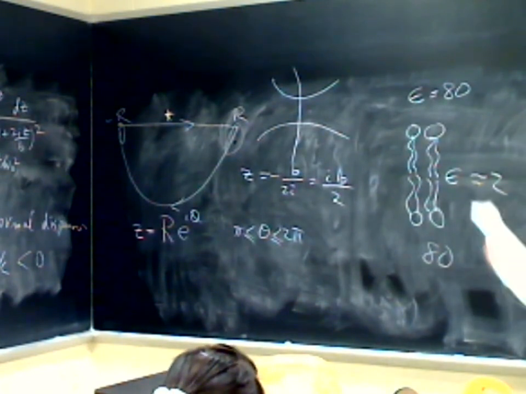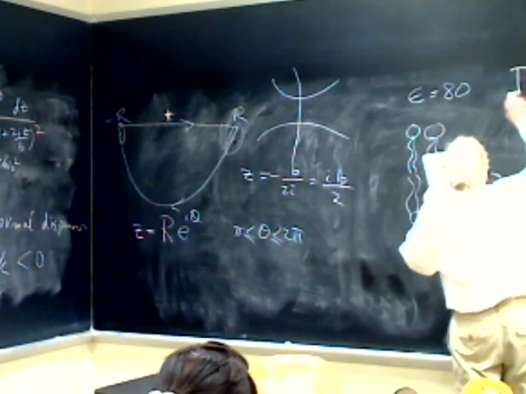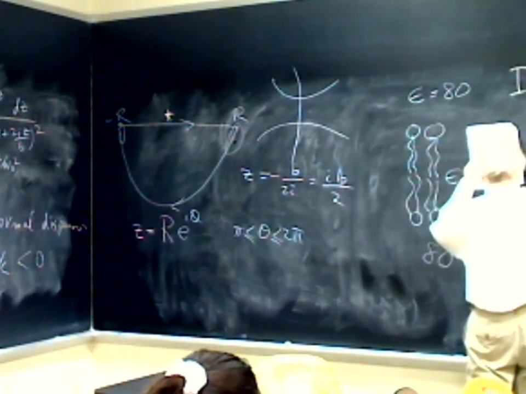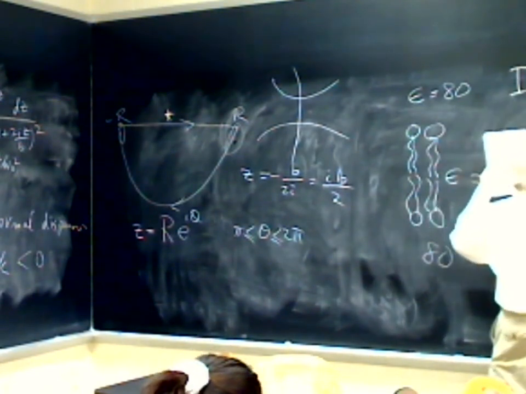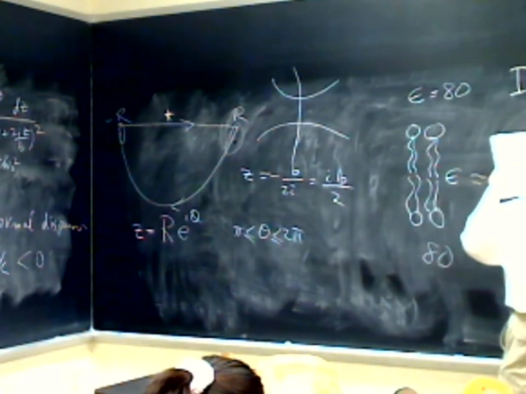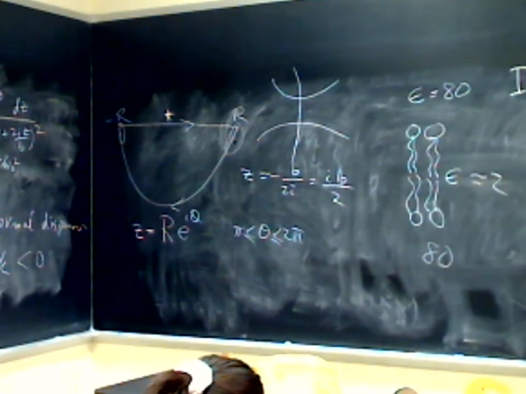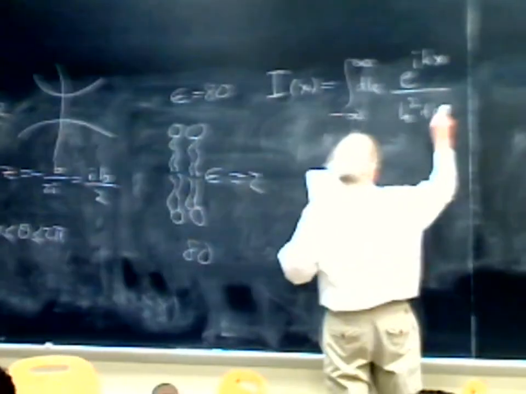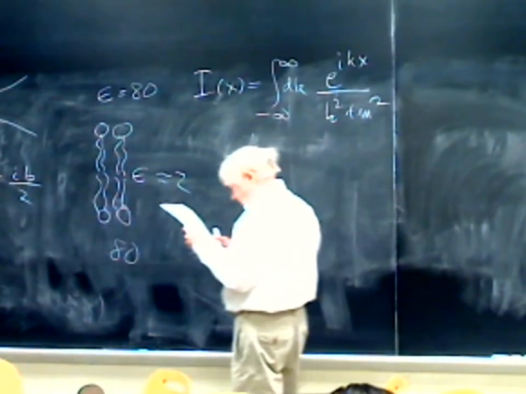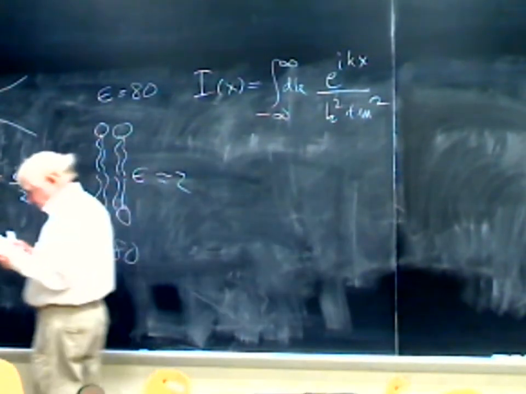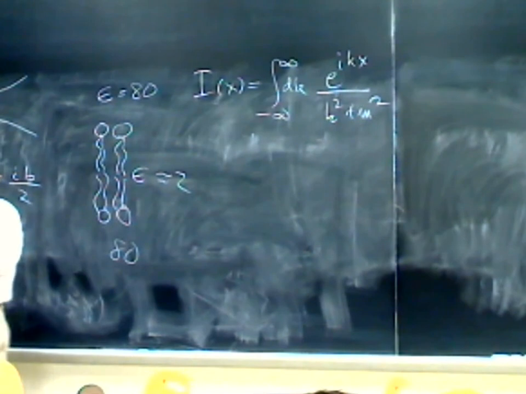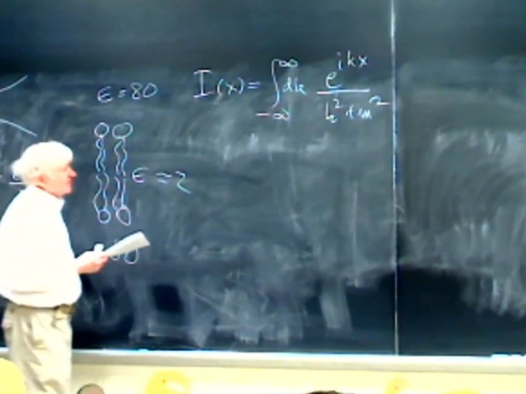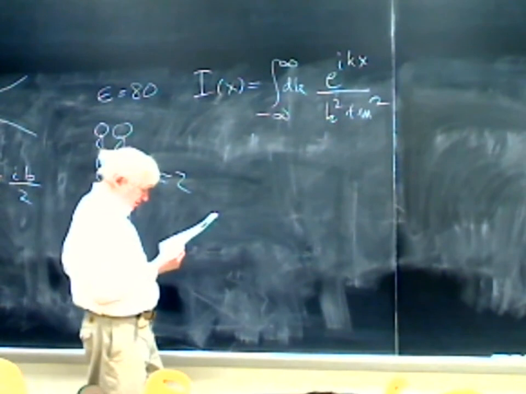All right, next example. We want to compute this integral, I of x. There's an integral from minus infinity to plus infinity of dk e^(ikx) over k squared plus m squared. Okay, so what is this? This is the Fourier transform, without the 2 pi's, of the function 1 over k squared plus m squared.